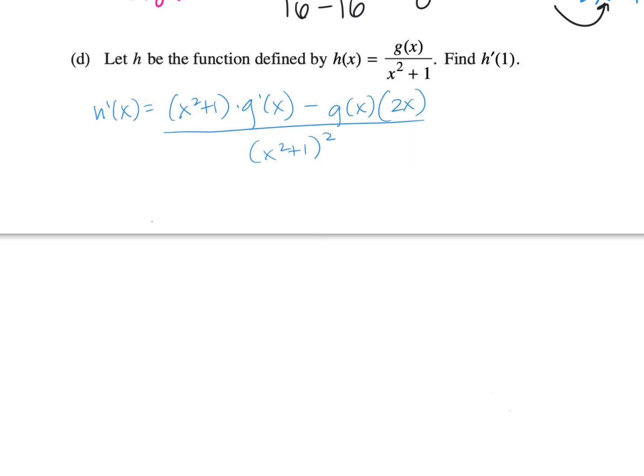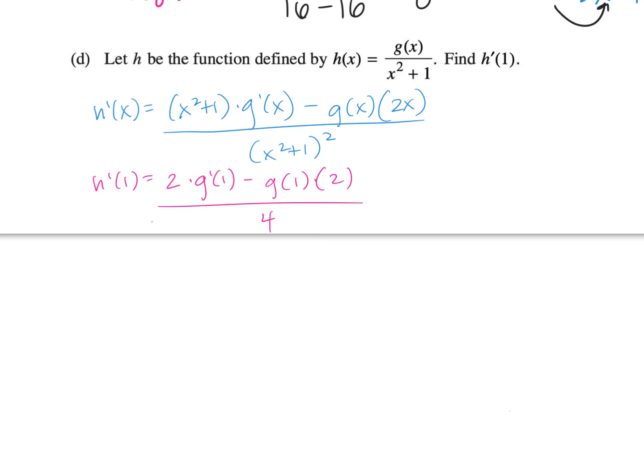Parentheses here are kind of crucial. Just make sure that we're squaring that whole thing down there. Now I'm ready to go throw that 1 in. H prime of 1. What would I get right here? 2. I'm going to get a 2 times a g prime of 1 minus a g of 1 times 2 times 1, which is 2. All over 1 squared is 1 plus 1 is 2, squared is 4. Again, you could leave that as unsimplified as you want. We need to go get this info.